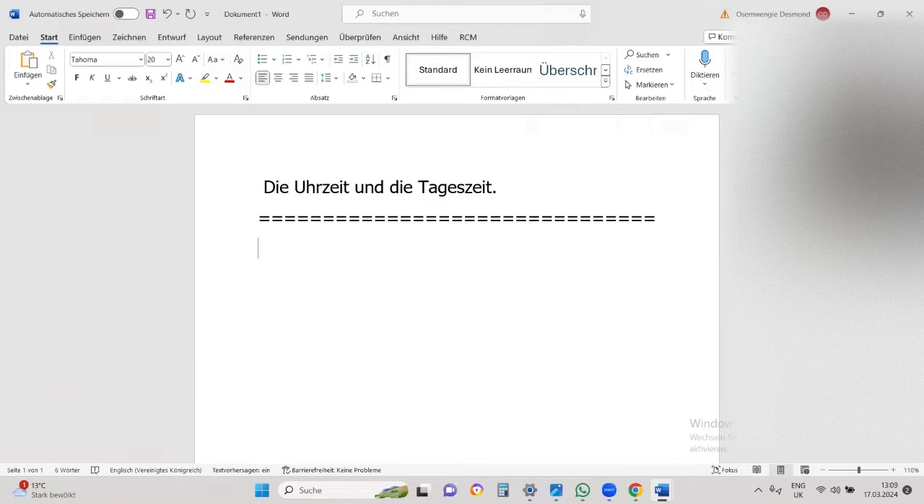So, the Uhrzeit and the Tageszeit. Yesterday I discussed how to express date, that's Datum, and I said that the date can be written in this form: we have the Tag, Monat und Jahr. For example, how do we read this date in German?